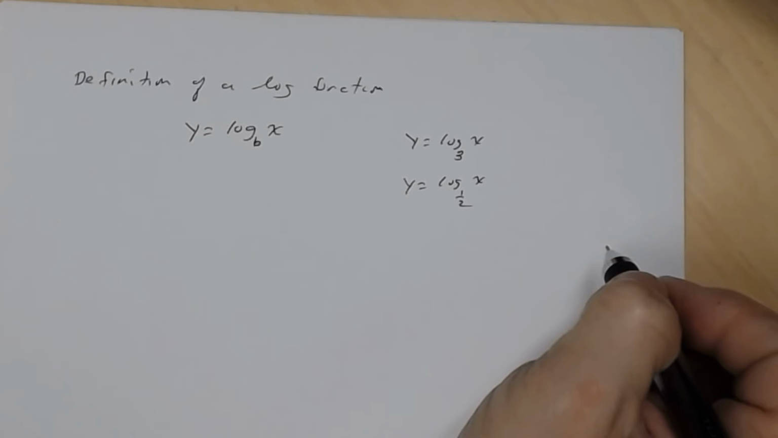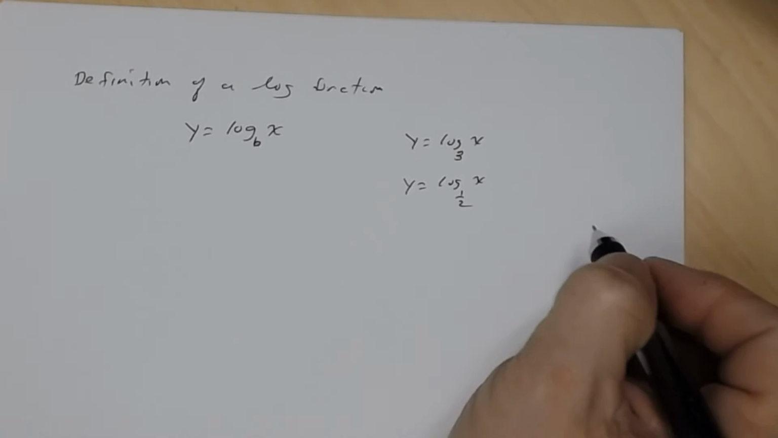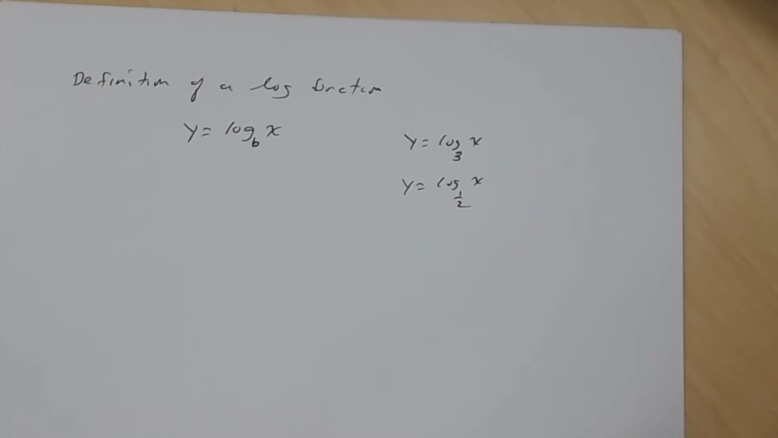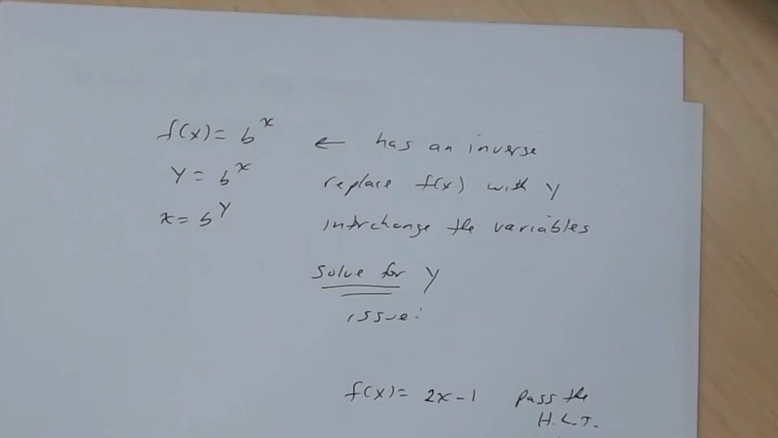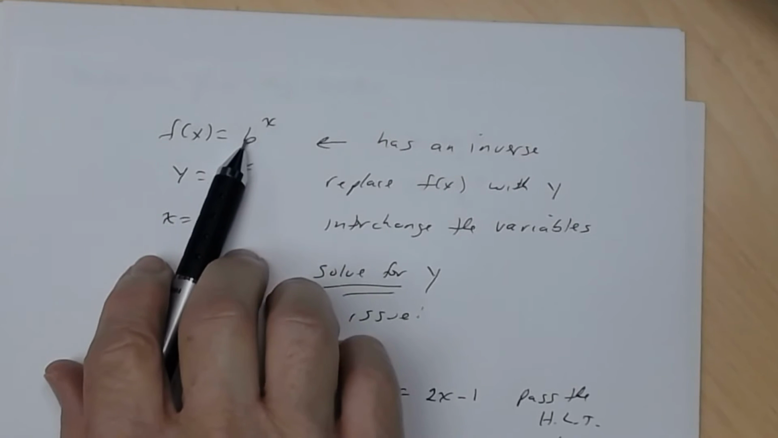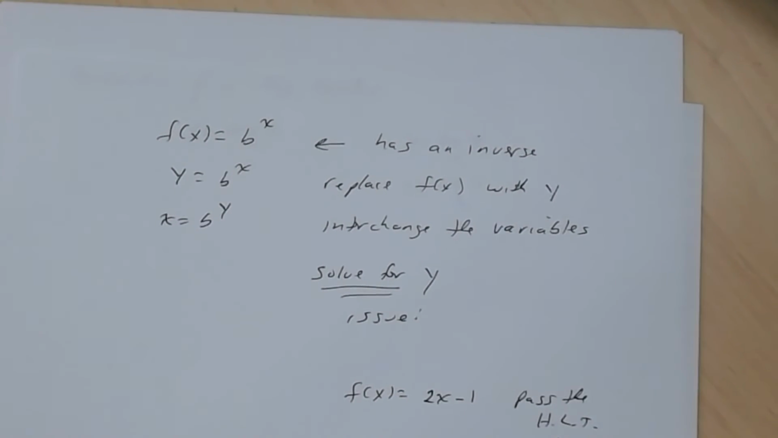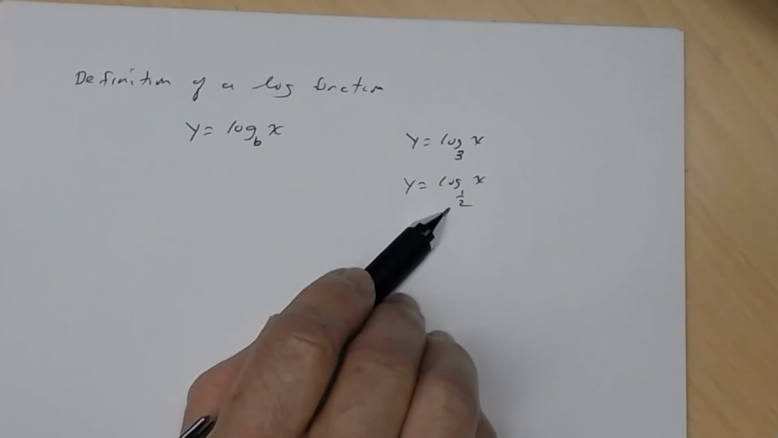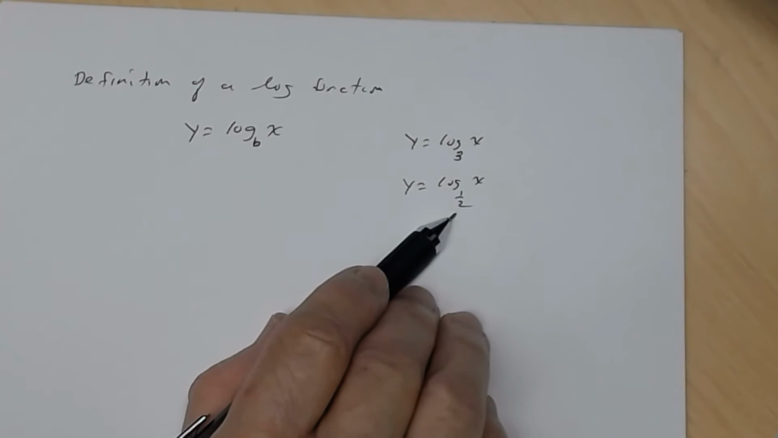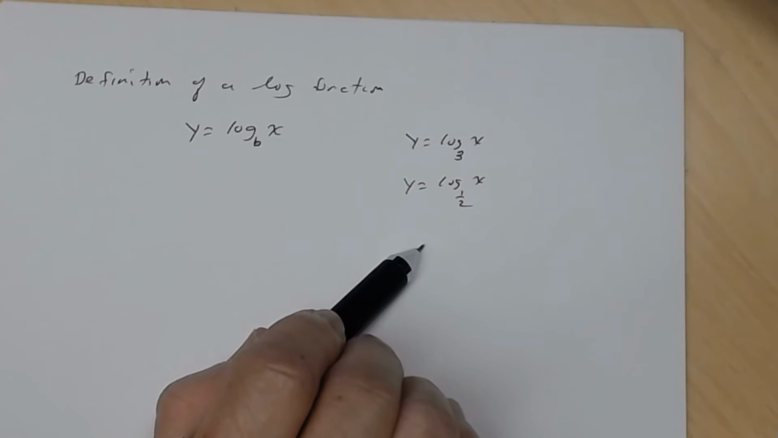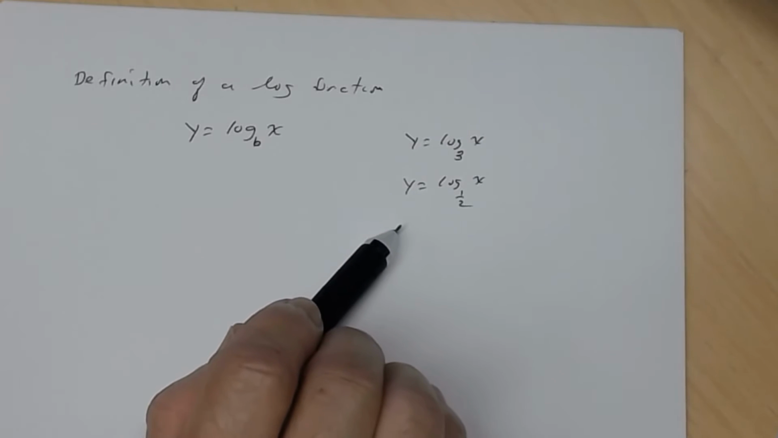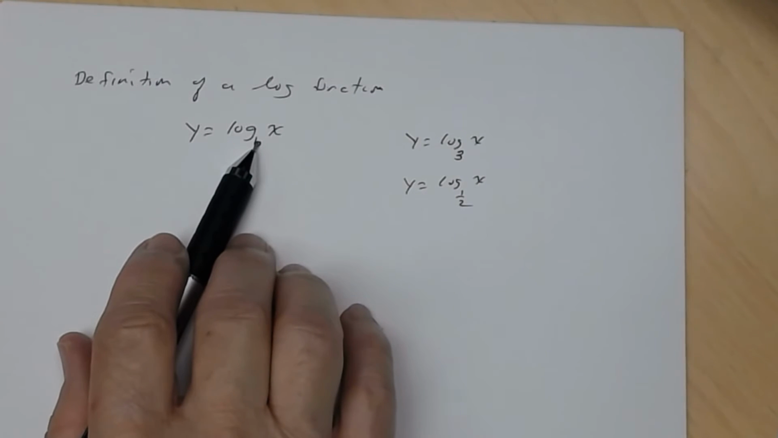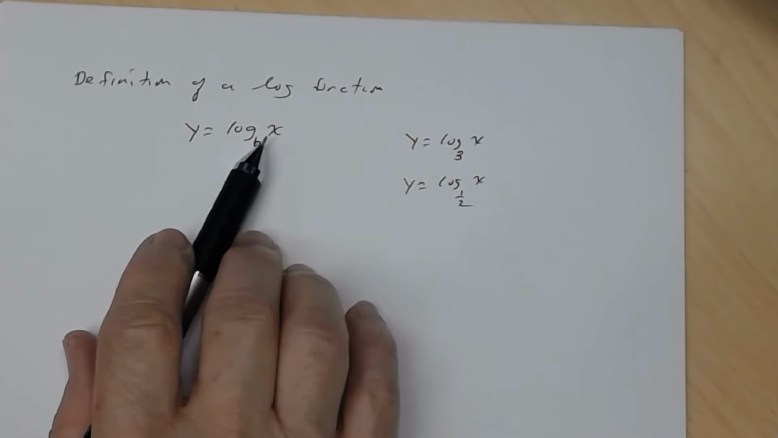But remember, the base has to be positive, because in our definition of an exponential function, the base had to be a positive number. It cannot be 1. So you'll notice that the bases will always be a positive number and not 1. So that's the definition of a log function. It looks like this: y equals the log of x base b.